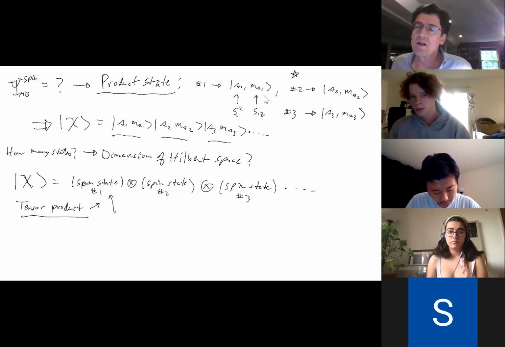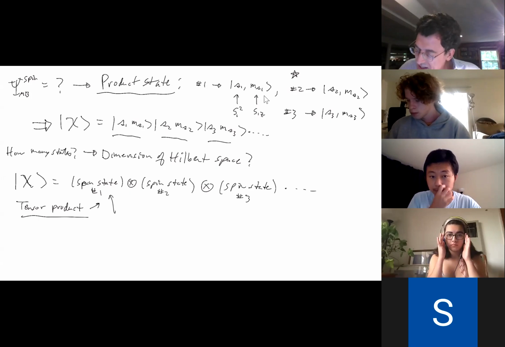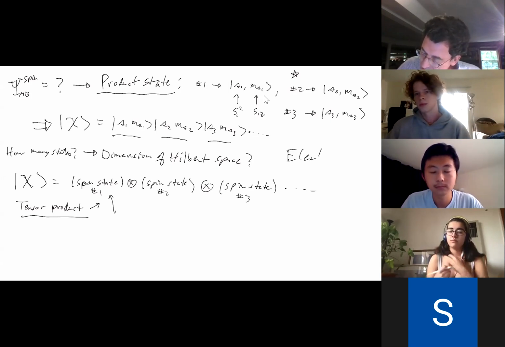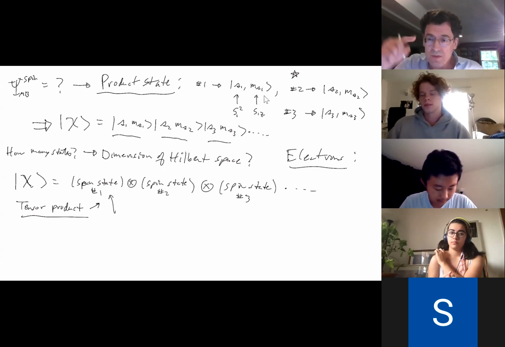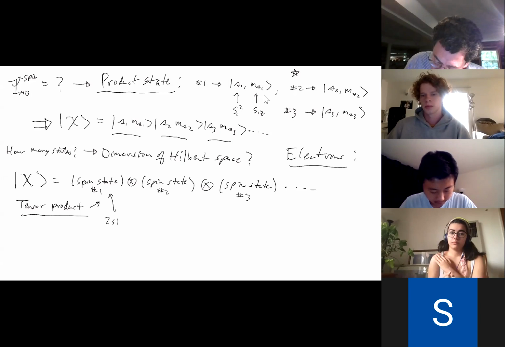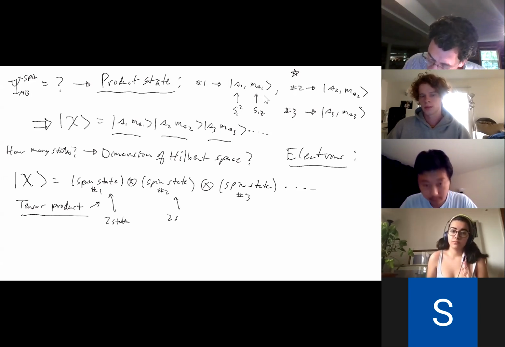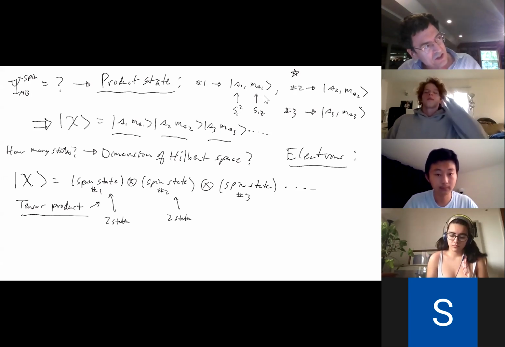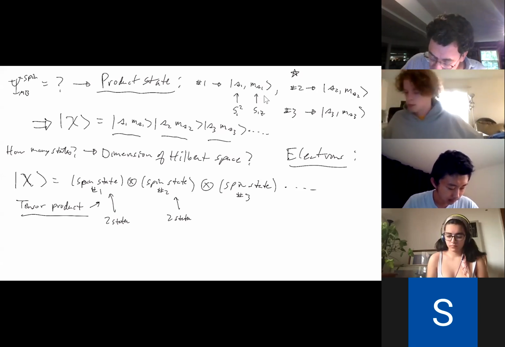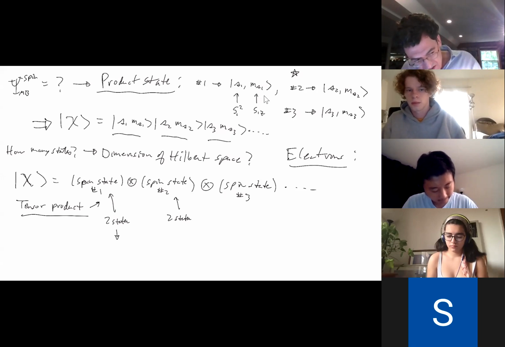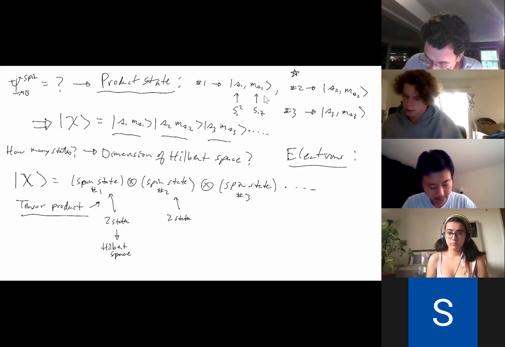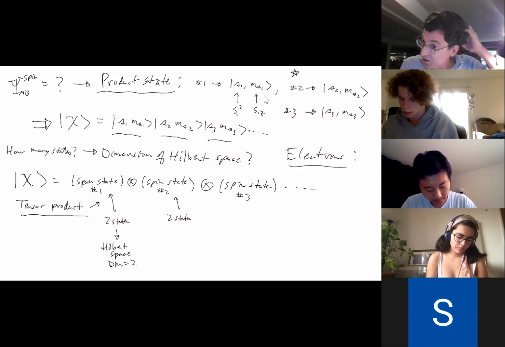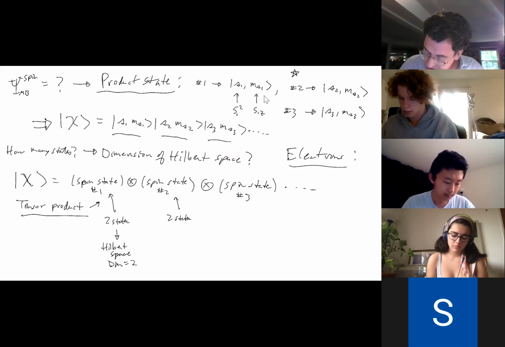And so how many spin states are there for particle one? Can someone tell me? For particle one, if it's an electron, let's just talk about electrons for now. 2. Yeah, exactly. There's 2 states because it's spin up and spin down. And then, of course, for particle 2, it's the same thing, 2 states. And so using this abstract language of Hilbert space, we can say that the Hilbert space for spin states of a single electron has dimension equal to 2. It's just a 2-dimensional Hilbert space because there are 2 basis states. And the same thing for particle 2, particle 3, etc.